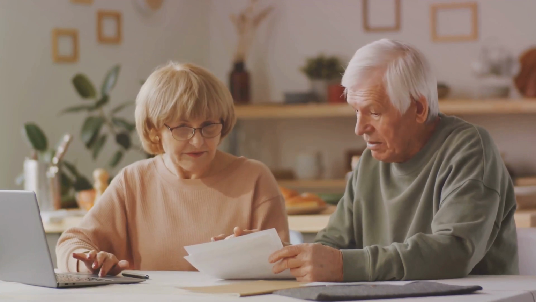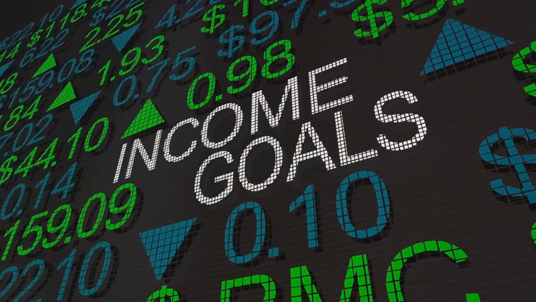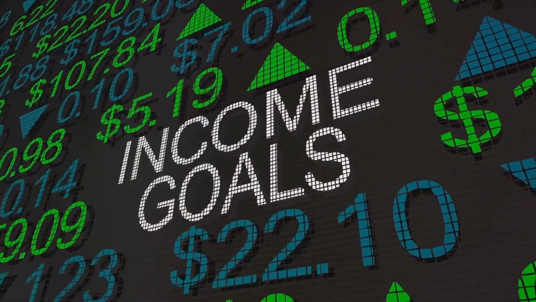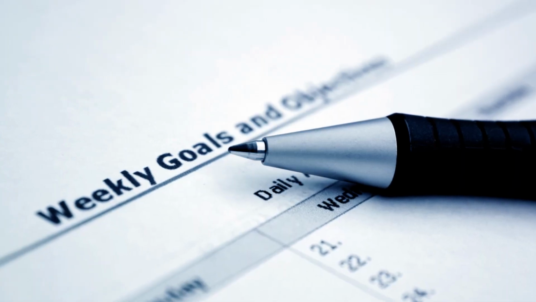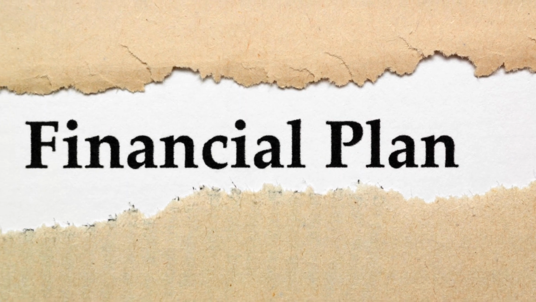Whatever your financial goals may be, it's essential to make them specific, measurable, achievable, relevant, and time-bound, or SMART for short. For example, instead of saying, "I want to save for retirement," make it SMART by saying, "I want to save $1 million by the time I'm 65." Remember, a clear vision of your financial goals is the first step towards successful investing.